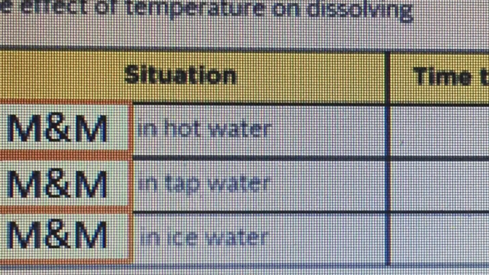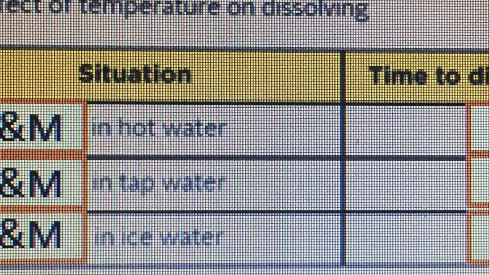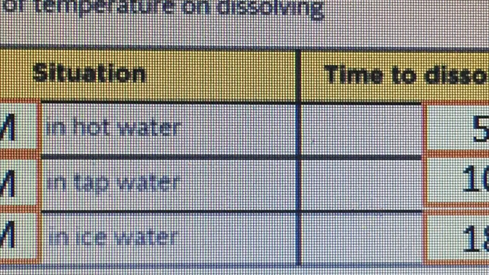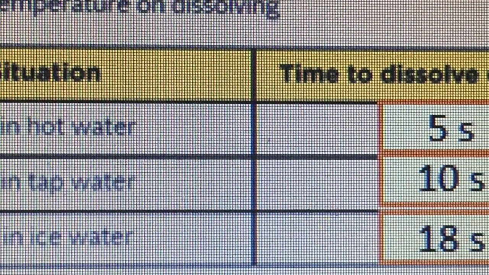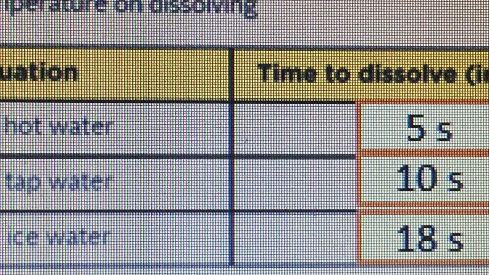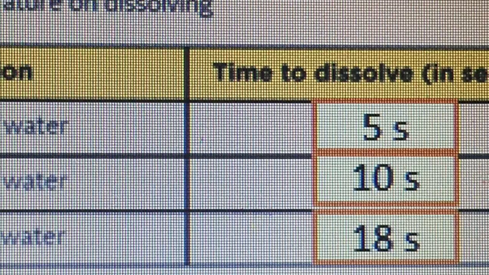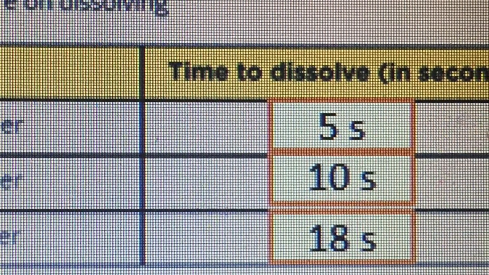As part of collecting data, I draw a table that shows the effect of temperature on dissolving. So in hot water, we need 5 seconds to dissolve. And in tap water, which is room temperature, we need 10 seconds only. While the M&Ms in ice water or cold water need approximately 18 seconds.